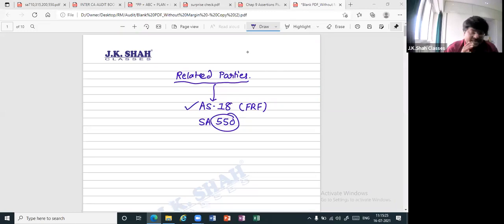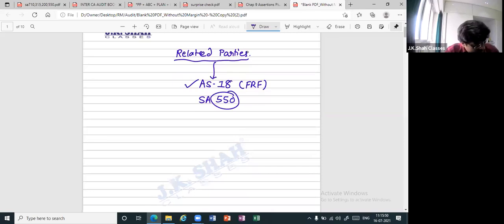Okay, fair enough. Can I say when one party controls or influences the other party, either directly or indirectly, then the two parties are related parties? When one party controls or influences the other party, either directly or indirectly, then they are known as related parties. Let us take a simple example now. Say there is a company X Limited. Okay. Now say X Limited controls or influences Y Limited.